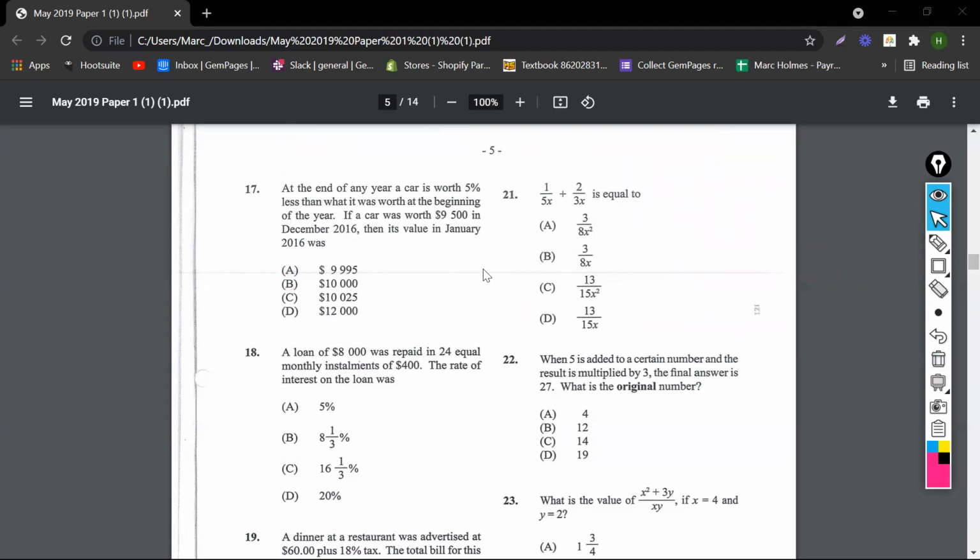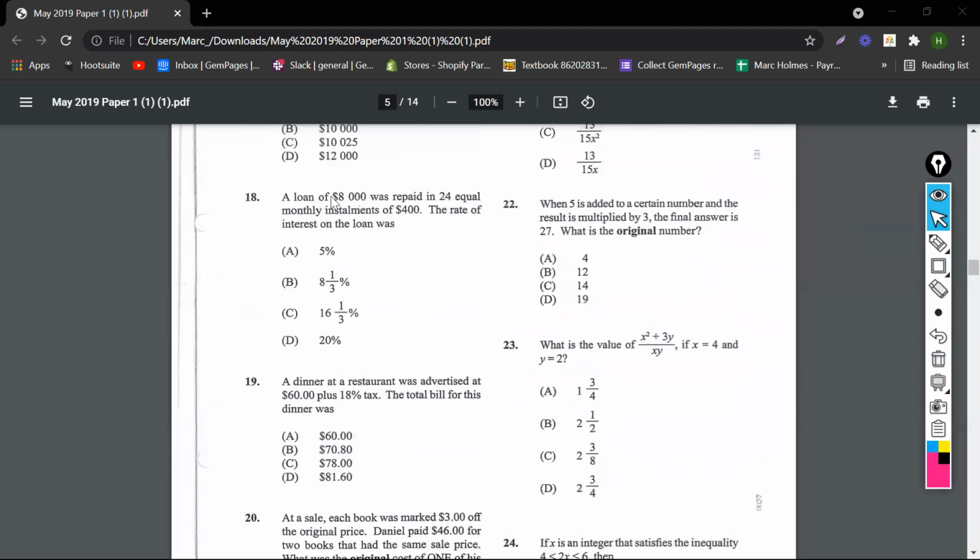All right, cool. So let's move on to number 18 now. Number 18 says a loan of $8,000 was repaid in 24 equal monthly payments of $400. What was the rate of interest on the loan? So this is an interesting question still. So guys, you borrow $8,000. And to pay back that $8,000, you have to pay 24 payments of $400.